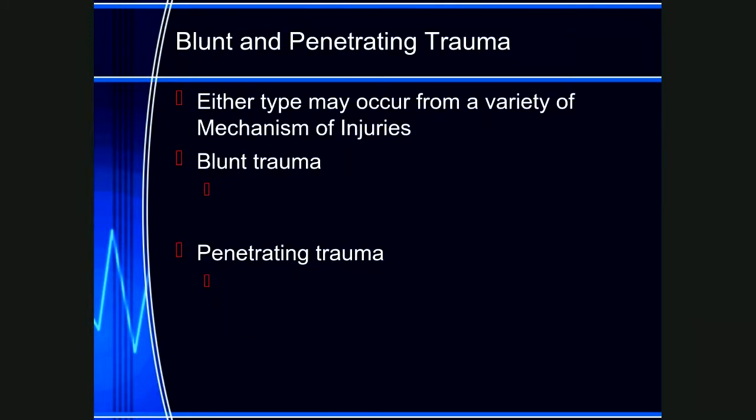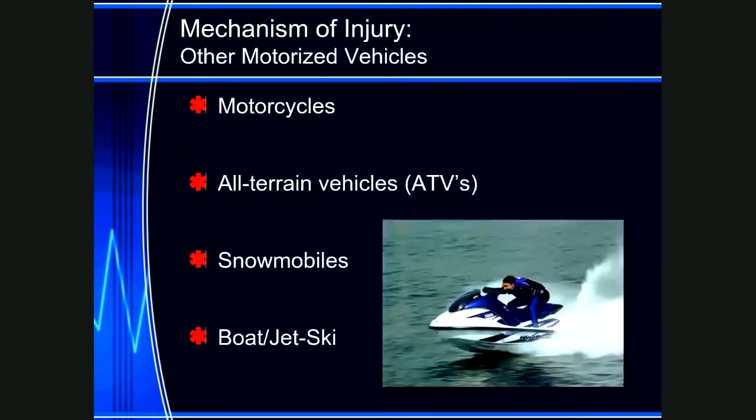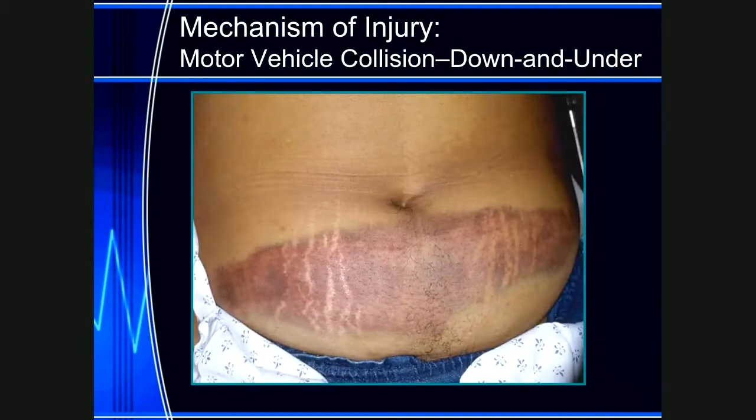Some other blunt and penetrating trauma. Either type, whether it's blunt or penetrating, may occur from a variety of mechanisms of injuries. Blunt trauma, this is a fill in the blank here. Blunt trauma is the result of force to the body that causes injury without penetrating the soft tissue. Blunt trauma. This would be a picture of blunt trauma.